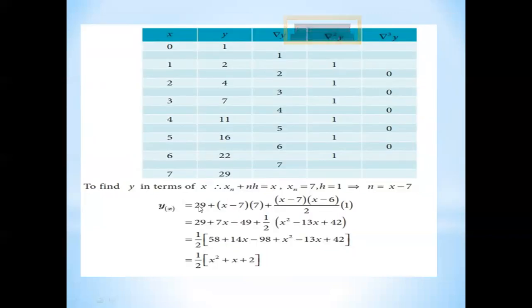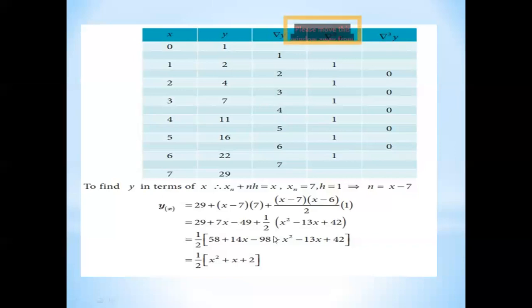So the first value we will consider is yn, 29, plus n, that is x - 7, divided by 1 factorial into ∇yn, whose value is 7. The last value we will consider, plus n into n + 1, with n as x - 7, divided by 2 factorial into ∇²yn, whose value is 1. The next term, ∇³ value, is 0, so it's not necessary to write. So now 29 + 7x - 49 + 1/2 into (x² - 13x + 42).